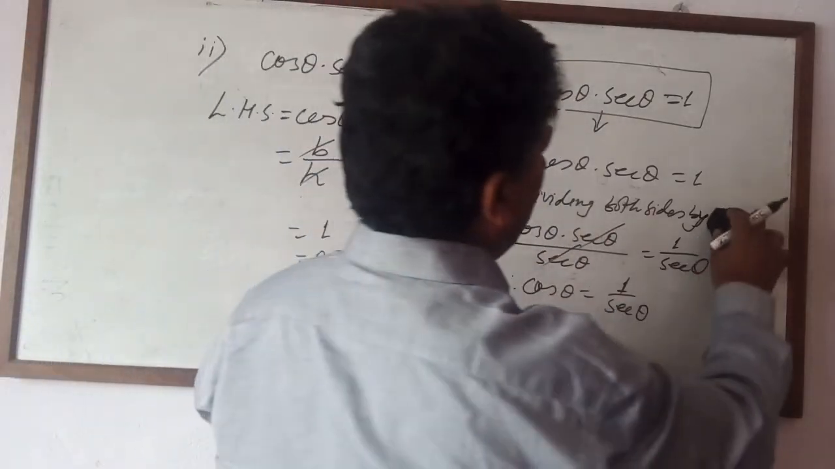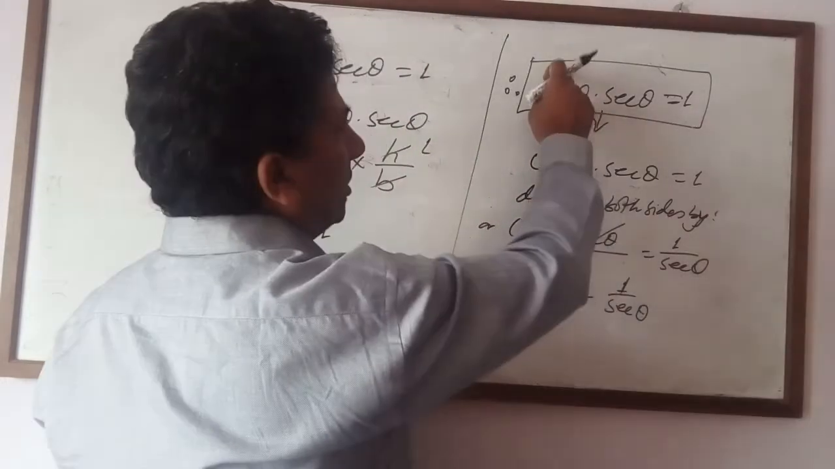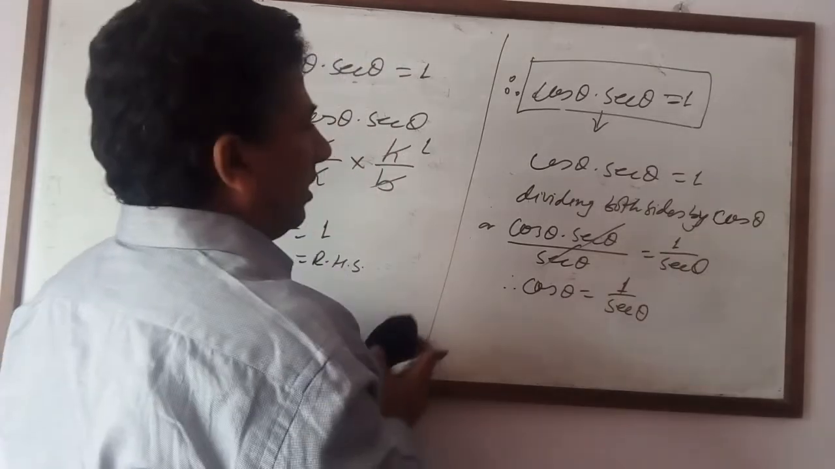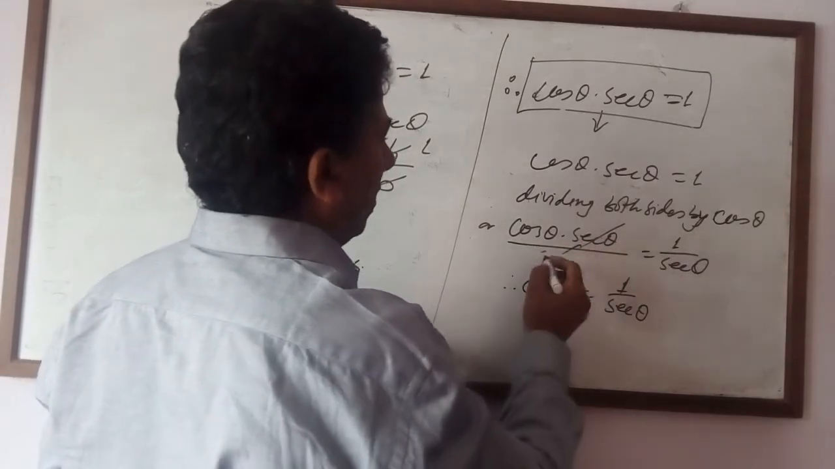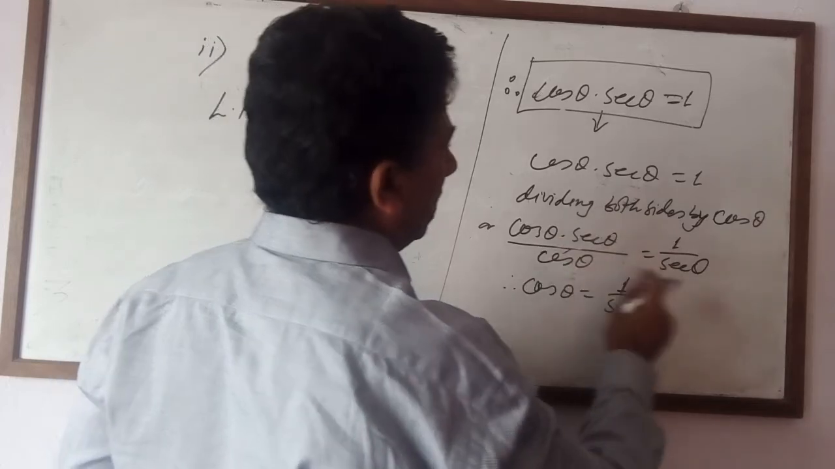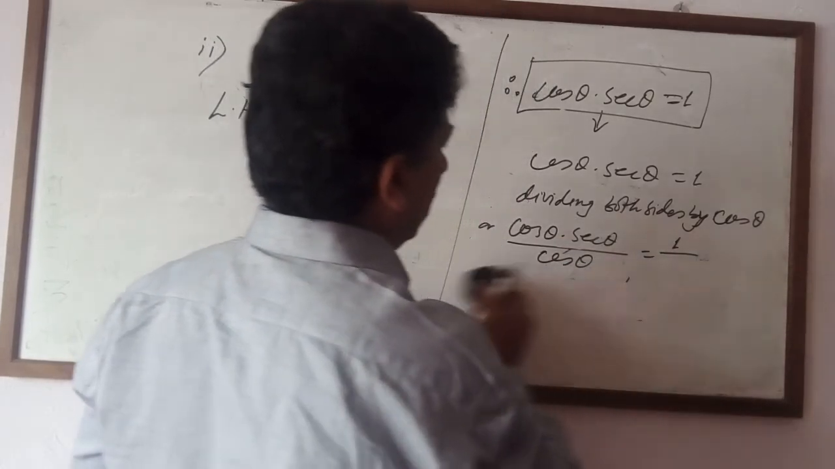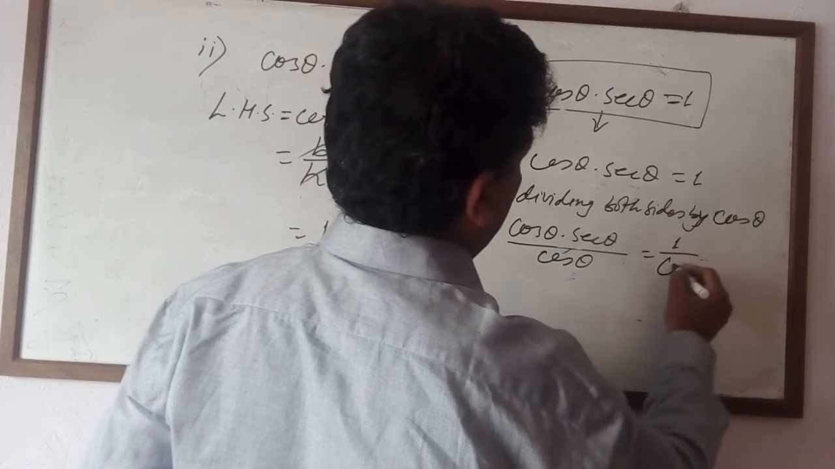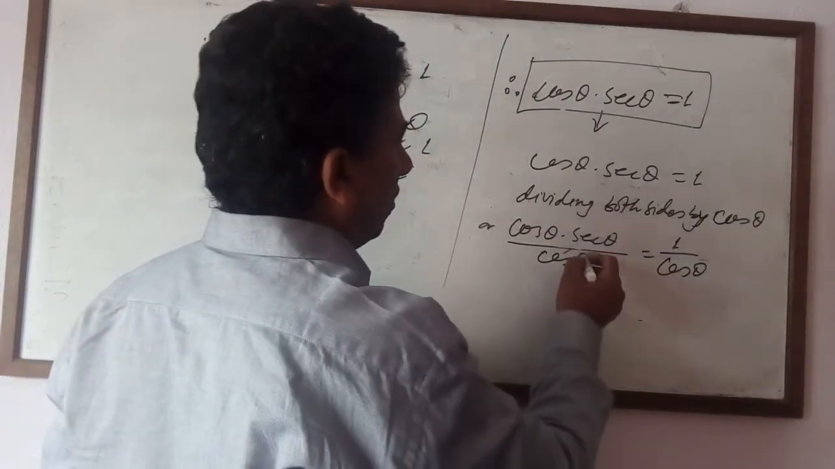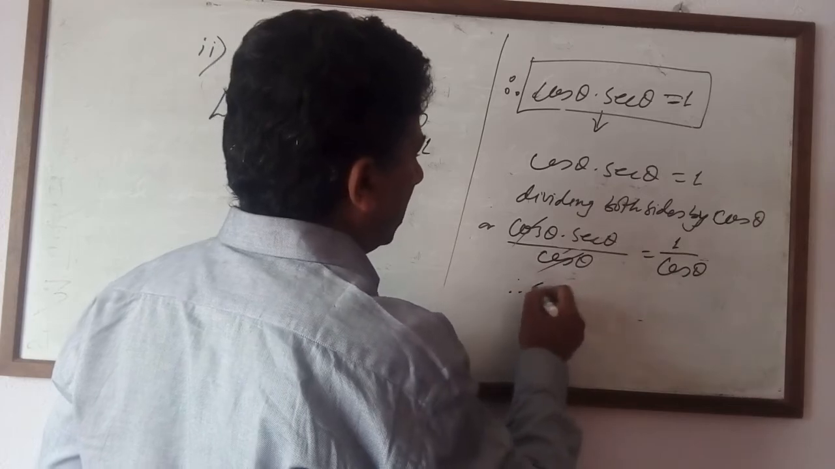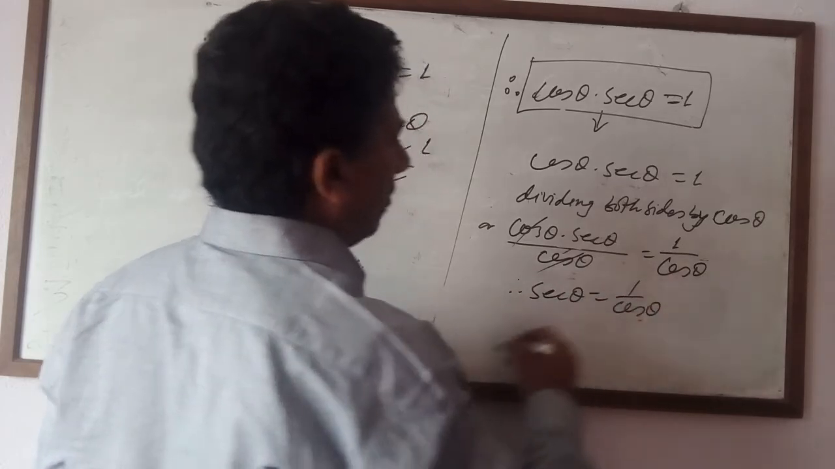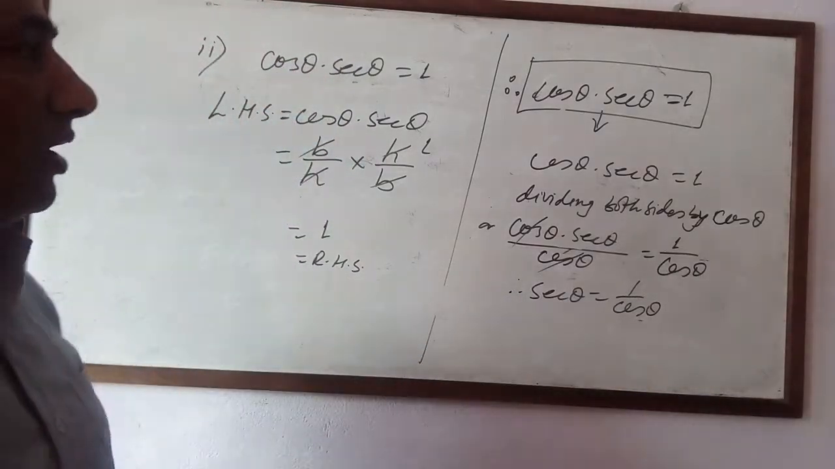Again, sec theta equals what? Dividing both sides by cos theta. Which one do you want to remove? Divide by that, cos theta. Again divide by cos theta on both sides. Cos theta cancels. What is the remaining? Sec theta equals 1 by cos theta. Now in this way you have to prove the formula.